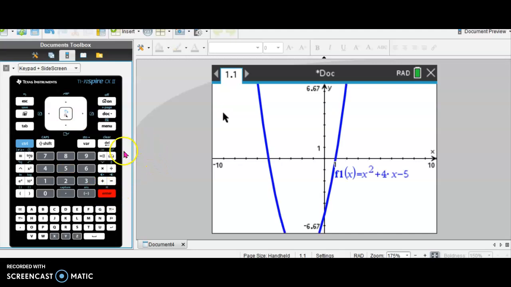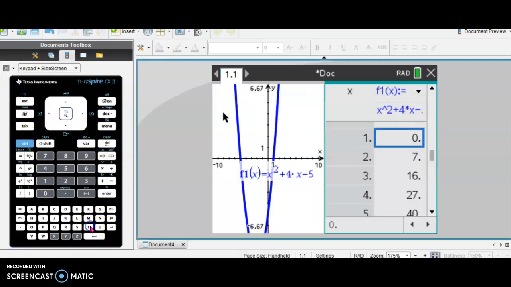But to get more points, the best thing you can do is to go to the table, Control T. Control T, we've used it so much. I would write that down, Control T. And I'm going to write it on our notes for us as well. Control T, the letter T.